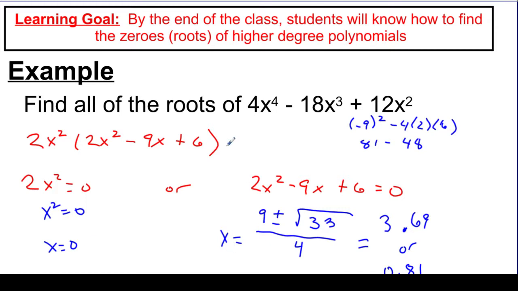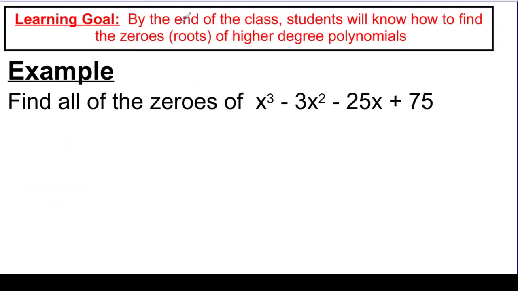There are going to be times where when you try to factor, it does not factor nicely. We do know how to solve problems that do not factor nicely. Let's take a look at two more examples. This one is going to be finding all the zeros. To factor this, I'm going to just use the grouping method. I see an x squared in common, and that leaves me with x minus 3.